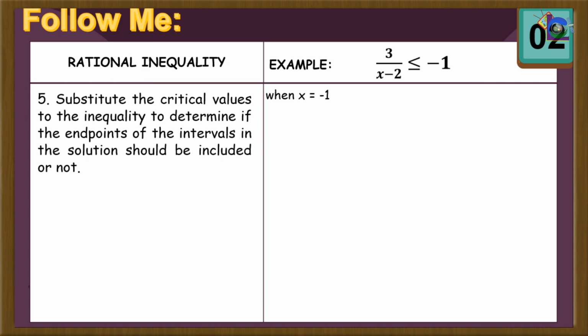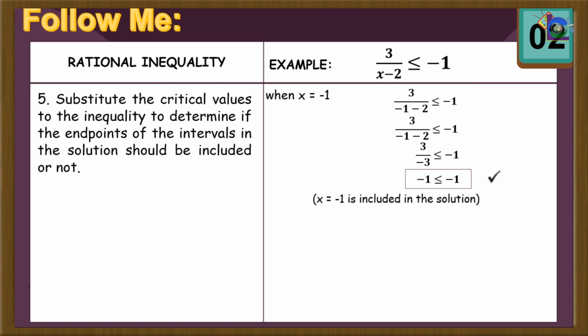equal to negative 1. When x is equal to negative 1, we will substitute negative 1 on our original equation. This becomes 3 over negative 3 is less than or equal to negative 1. Our answer is negative 1 is less than or equal to negative 1, which is correct. Therefore, x equals negative 1 is included in the solution.